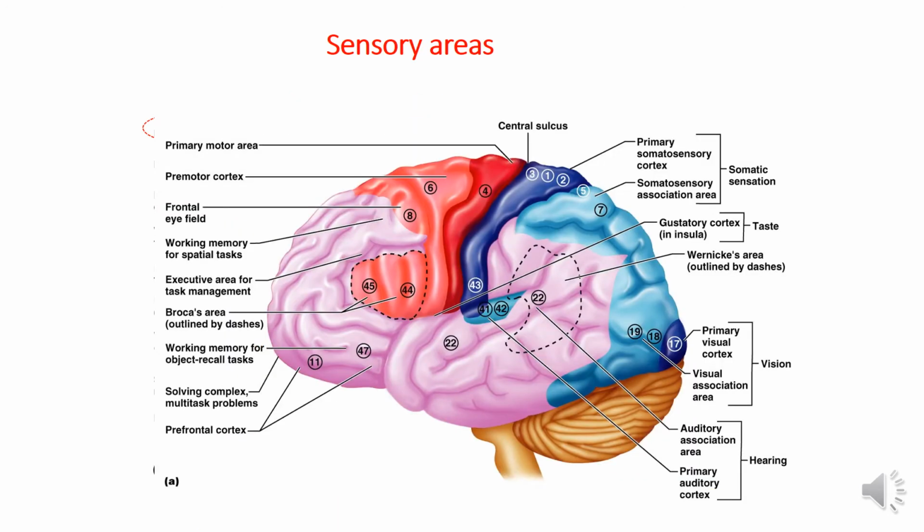Here we have the primary somatic sensory area. It includes areas 3, 1, and 2, and that is the site where all types of somatic sensation are going to be perceived.